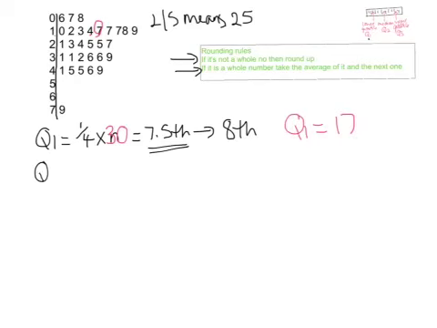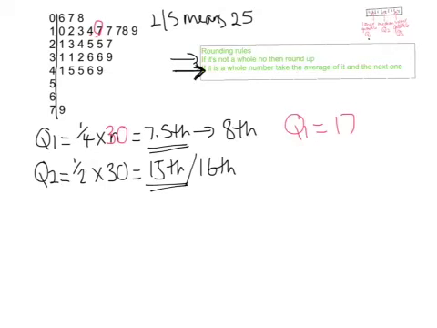Okay, let's do the next one. Let's do the median. So Q2 is a half of 30, which is the 15th. What do my rounding rules say? If it is a whole number, we are going to take the average of the 15th and the next one. So what we're looking for is the average of the 15th and the 16th. 1, 2, 3, 4, 5, 6, 7, 8, 9, 10, 11, 12, 13, 14, 15, 16. So I'm actually going to average out 24 and 25. So 24 plus 25 divided by 2, I think that Q2 is coming out as 24.5.